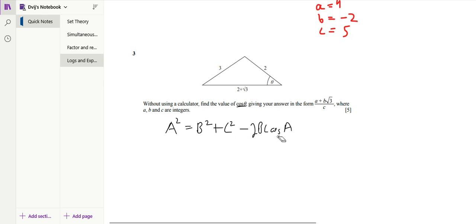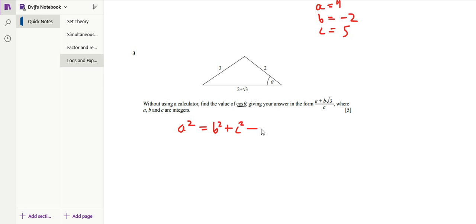And actually I should be using lowercase, so it should actually be a squared is equal to b squared plus c squared minus 2bc cosine capital A. Yeah, there we go. So capital A is going to be the angle, so that's theta over here, and we know that this angle has to be opposite to the length. So let's say this is A, and you can choose B and C as this one or this one, either way you like. I'm going to say this is B and this is C.